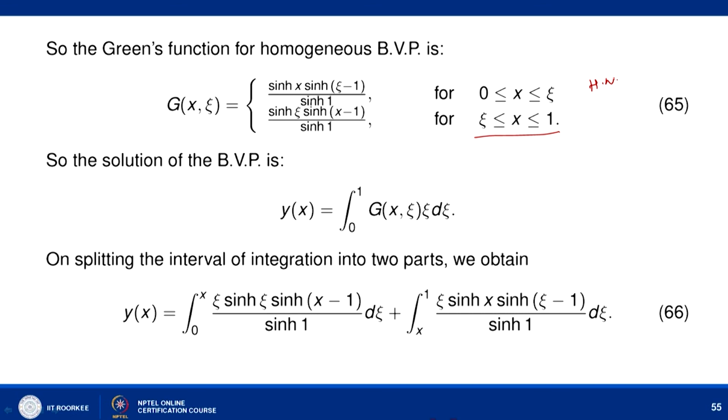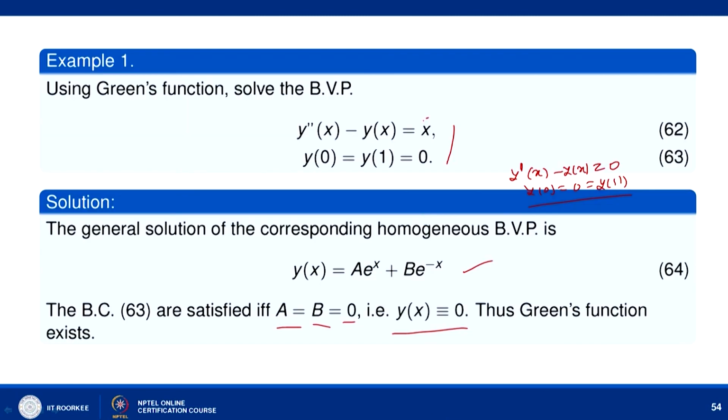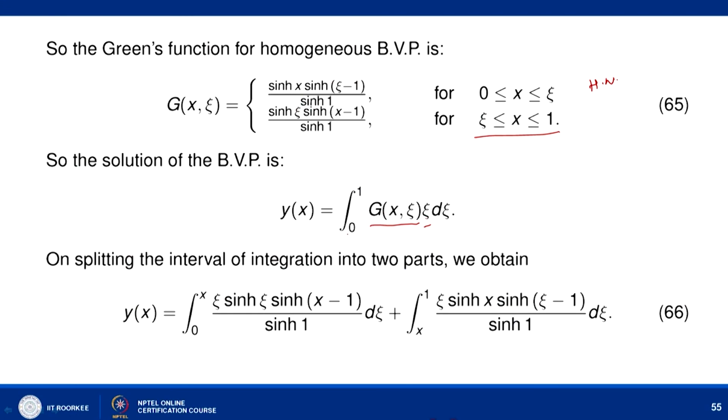The solution of the boundary value problem is given by y(x) equal to the integral from 0 to 1 of G(x, xi) f(xi) d xi. Here f(x) is equal to x, so f(xi) is equal to xi. So the integral from 0 to 1 of G(x, xi) xi d xi. Now G(x, xi) is known to you and xi is also given, so you can write this integration in two parts, 0 to x and x to 1. So in the first, xi is less than x, meaning this part.